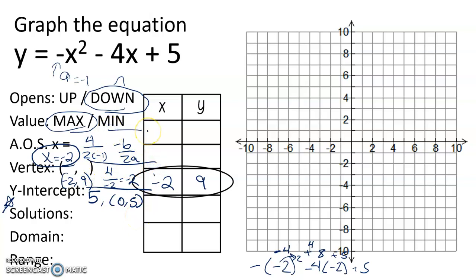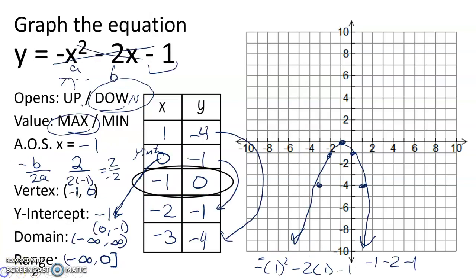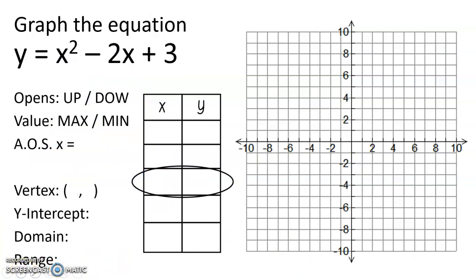Kind of separate some stuff out here. Solutions I'm going to skip. Domain, -infinity to infinity. For every problem, I can plug any number I want in for x. For range, I open down. So I'm going to start with -infinity first. -infinity always goes first there on the left side. Comma, y value of the vertex, 9, with a bracket. Let me go back here. I put a bracket there. Good. I had to make sure of myself.